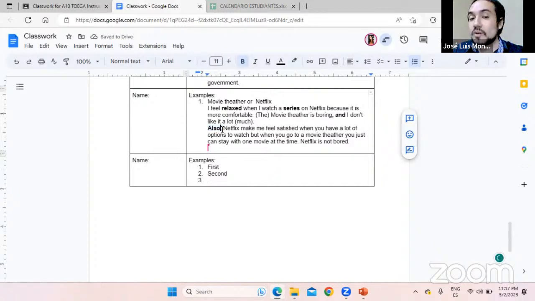So, also, comma, Netflix is singular. So you need S, right? Makes me feel satisfied. When you say but makes me feel satisfied, right? When you have, but you is not the best subject here. You are describing you or something in general. So the best options here would be one of these two guys: when I have or when one has. Okay, so you can say when one has a lot of options to watch.